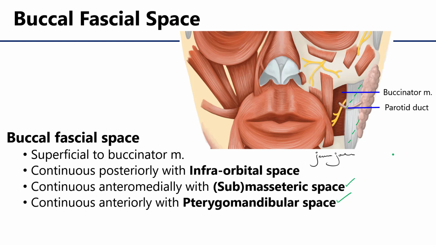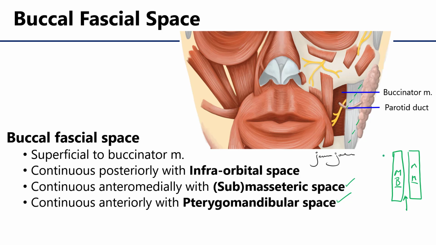So looking at it more in profile, let's say that this is the mandible, so the bone one, and then we have the masseter running over it. So the masseter, and this is the muscle because both are M's. Between the masseter and the mandible is the submasseteric space.